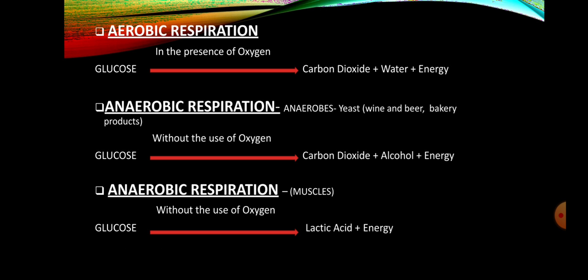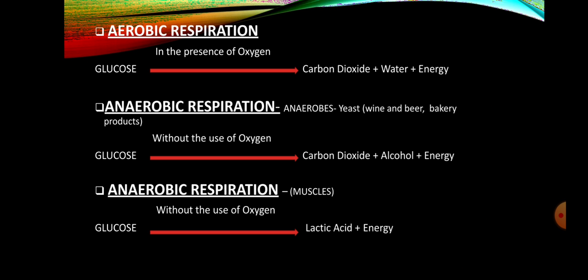So these are the equations which are very important. We are going to learn the equation of the aerobic respiration. So here you will see that this always occurs in the presence of oxygen, and the end products will be carbon dioxide plus water plus energy. And this is an equation of aerobic respiration taking place in our muscle cells.